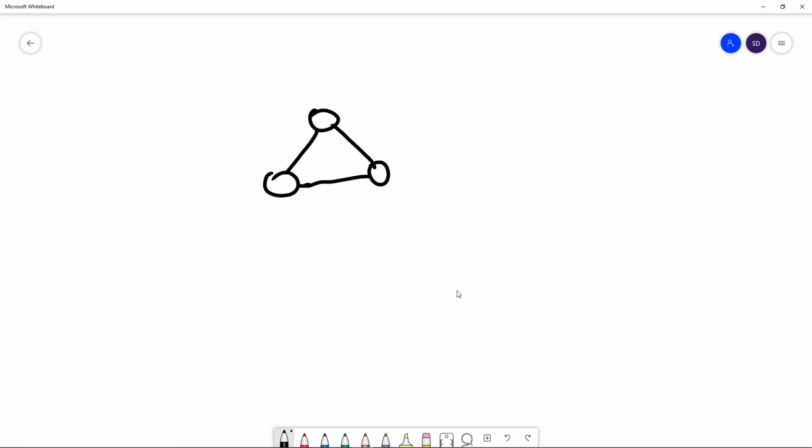Another common term you'll hear a lot is that of a connected graph. A connected graph is a graph where each pair of vertices has a path in between them. Simply put, it's a graph where you can go from one vertex to any other vertex. This cycle of length 3 here is also a connected graph.